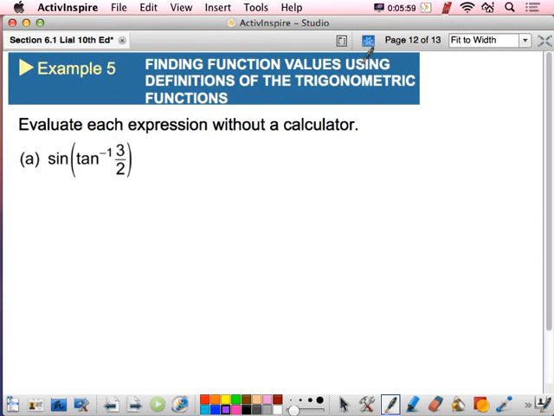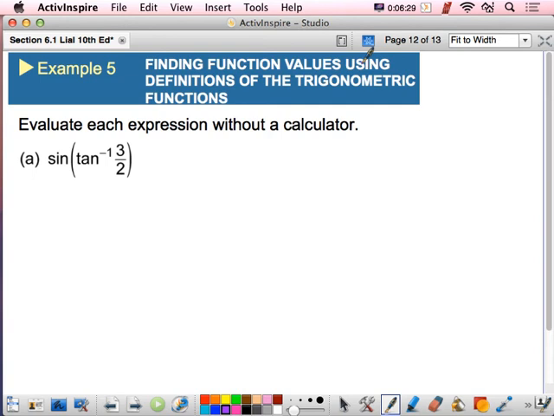For our last couple of examples, we're not going to be using a calculator or the unit circle. You will recognize these examples because it will say evaluate each expression without a calculator, and it still won't be on your unit circle. Also, you'll notice that it will have a double trig function on it. So what this is asking us to find is the sine of the inverse tangent of 3/2. And we have to figure out a way to do that without a calculator, and especially because it's not on our unit circle.